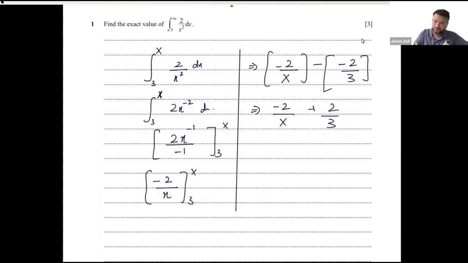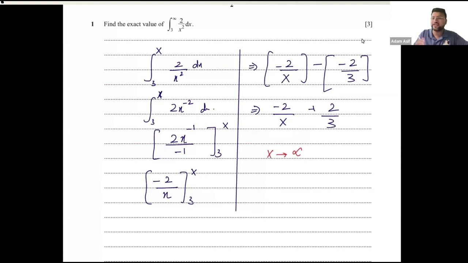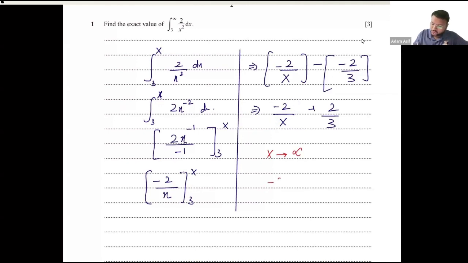So when x approaches an infinitely large value, what will happen to this fraction? X is in the denominator. When the denominator approaches an infinitely large value, the fraction becomes smaller and smaller, and the value is going to tend towards 0. So minus 2 upon x will tend towards 0.